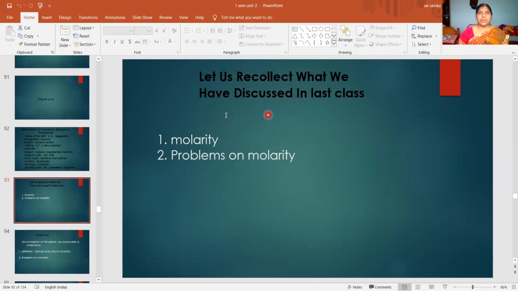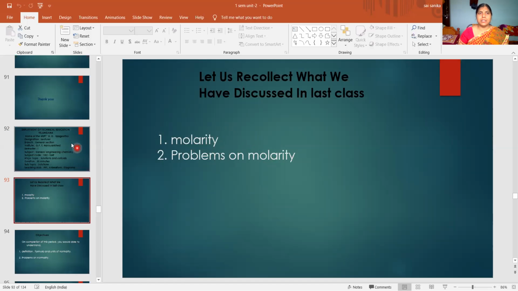Let us recollect what we have discussed in last class. We discussed what is molarity and problems on molarity. We saw the definition of molarity, formula, its expression and its units. Then we did problems on molarity.